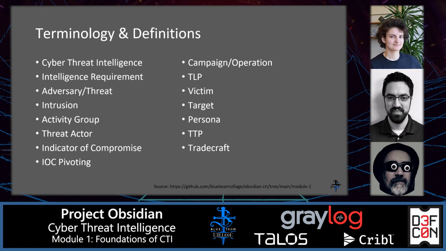TLP, that stands for Traffic Light Protocol. We'll go over that a bit more later. The victim, that is the individual or network or system that is compromised during the threat actor's mission. The target is the intended victim of the intrusion, so they're not always the same. A persona, that could be a fake name or identifier that the adversary uses as a disguise. TTP, that stands for Tactics, Techniques, and Procedures, and we'll have an example of that later. And finally, tradecraft, that is capabilities, methods, resources that the adversary uses. It's broader than TTPs.